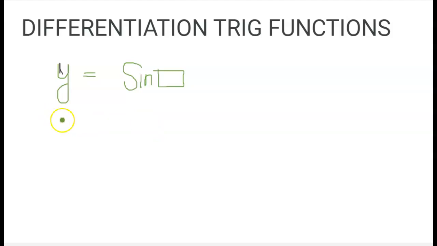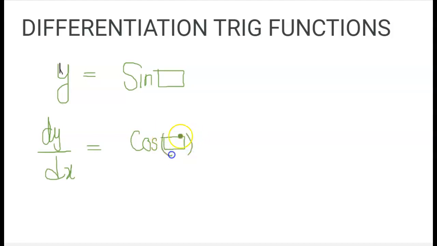The rule states, if I want to differentiate with respect to x, dy over dx, the differential of a sine is a cos of a box. Whatever is in the box, we just copy that box here. Yeah? And then you differentiate the box as well. This is the rule of the box.